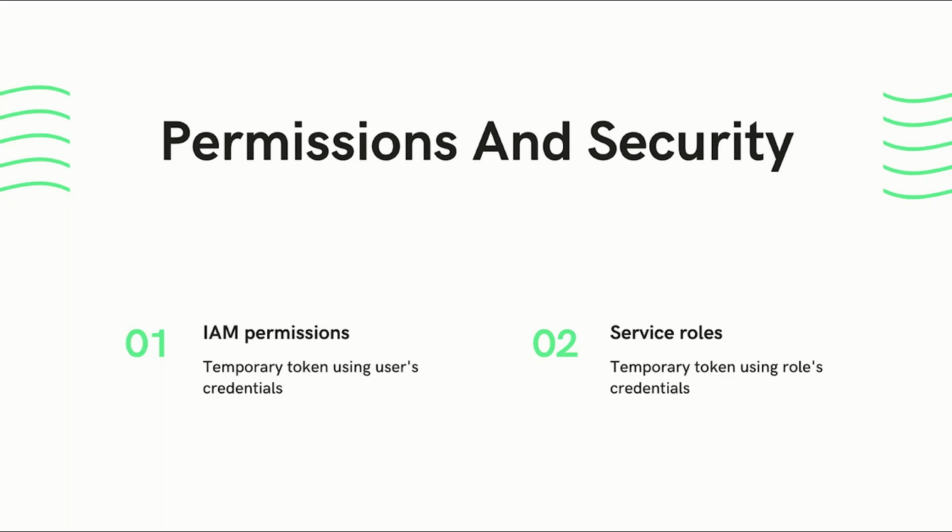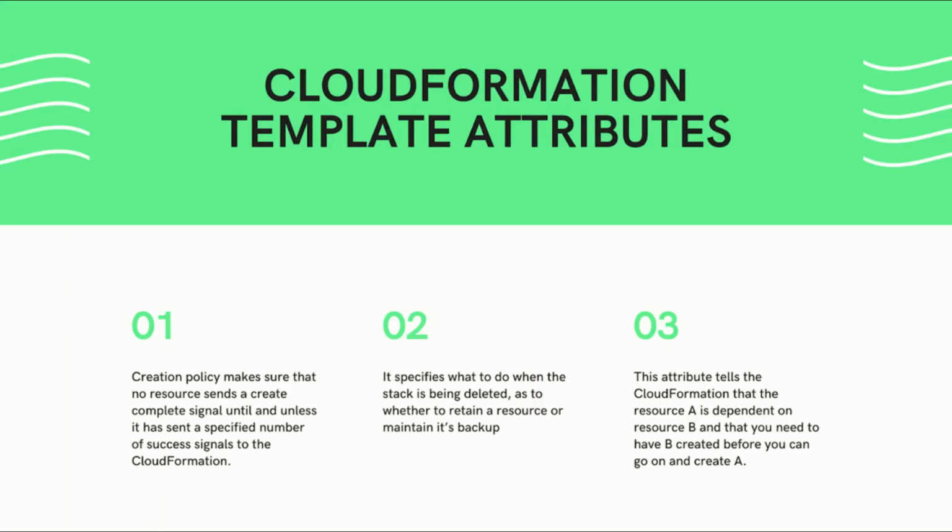But how does it all work? How do they grant permissions? They simply create temporary tokens. When you're using IAM permissions, the token will be generated using your credentials, and when using a role, it will be generated using the role's credentials. After that, we have CloudFormation template attributes. A template has many attributes.